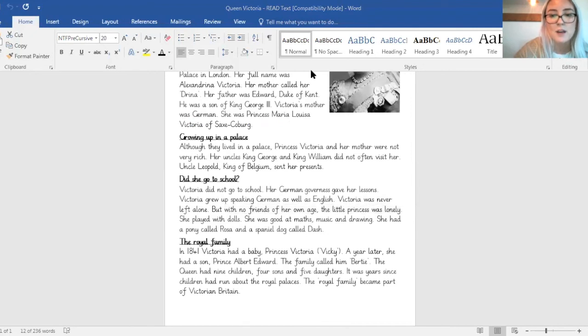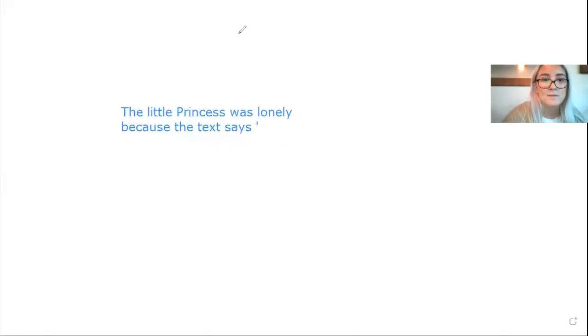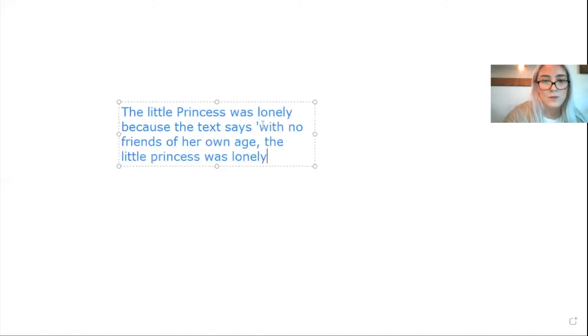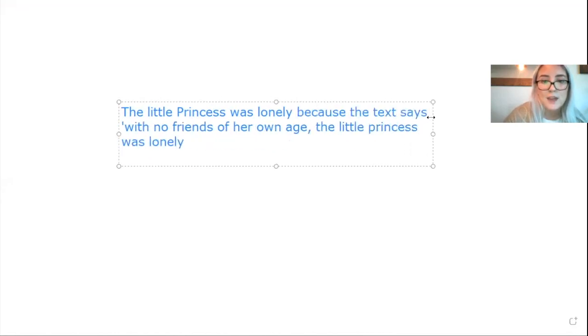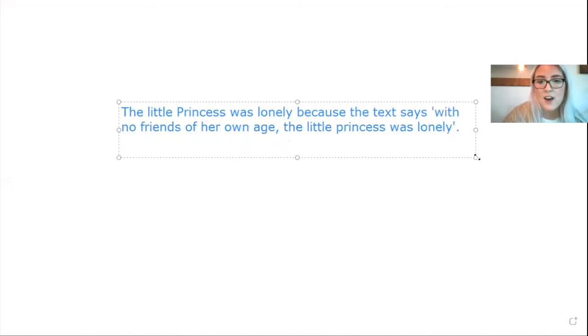So I'm going to go back to my work. The text says, with no friends of her own age, the little princess was lonely. And that's a bit that I've got from the text. So I'm going to put my close quotation mark and my full stop. So there I have answered the question and given evidence with a quote, which would be using our purple success criteria. Good.